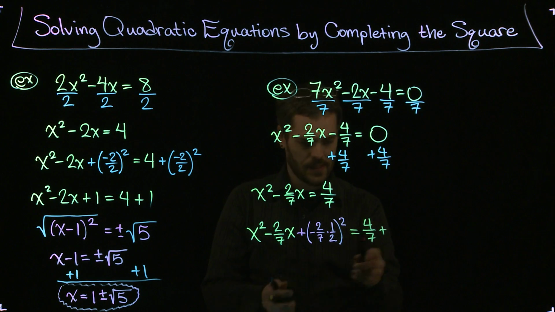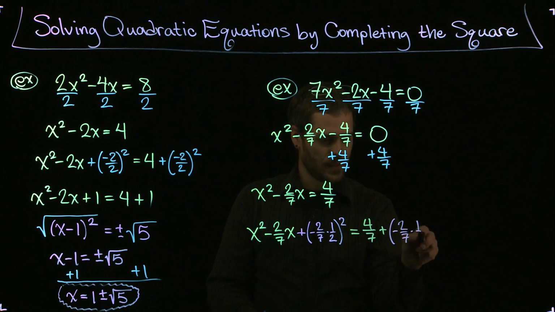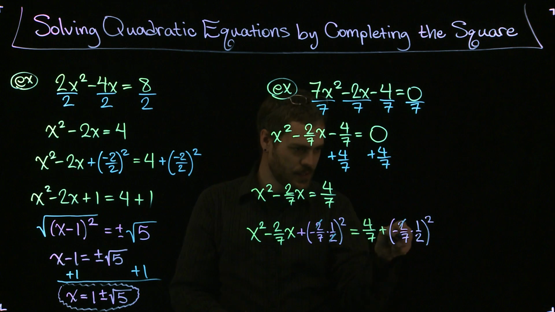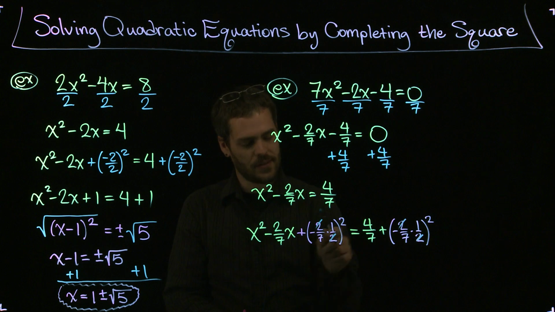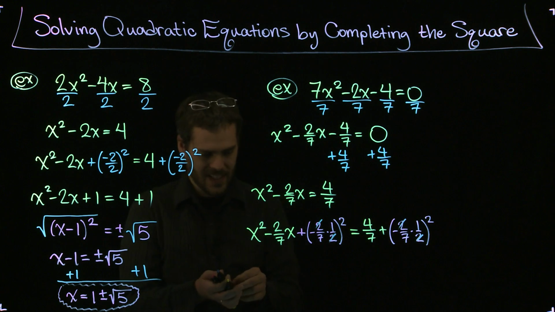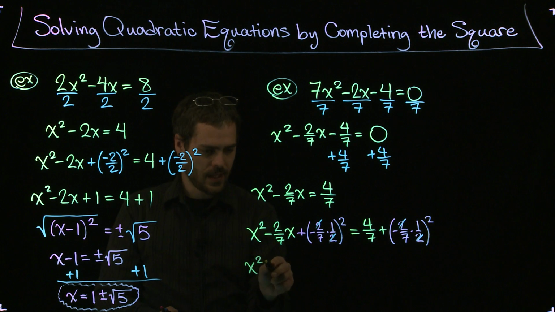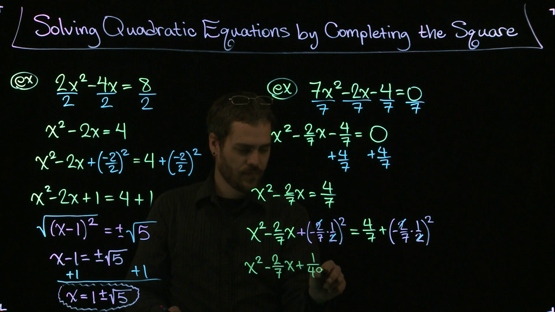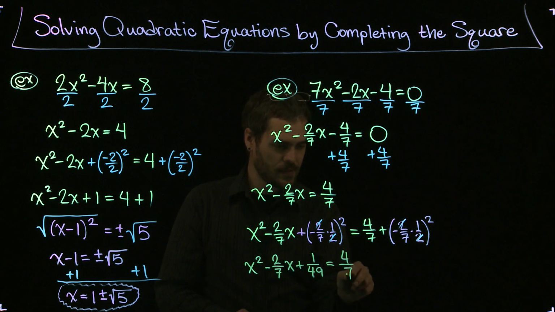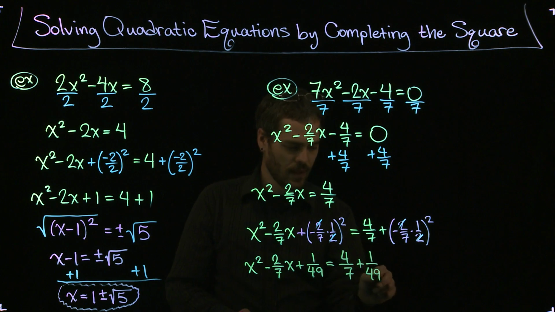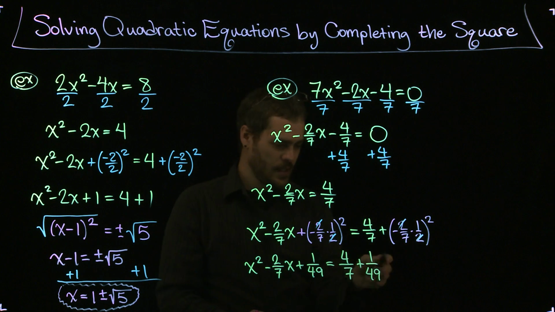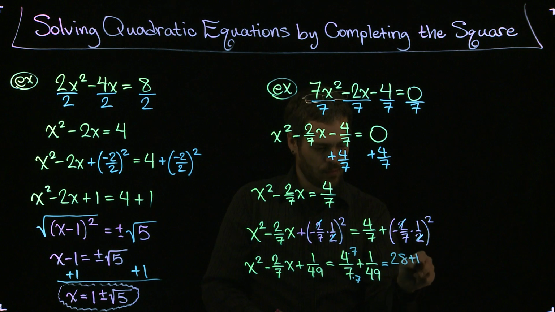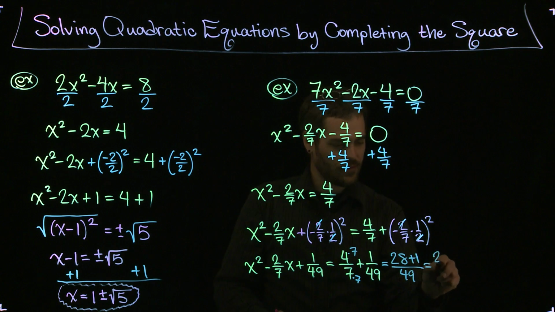4/7 plus the same business. Negative 2 over 7 times 1/2 squared. Okay, let's see, let me simplify this. Those 2's can cancel, of course. Same on the other side. So we're looking at negative 1 over 7 squared, which produces 1/49. So this gives me then x squared minus 2 over 7x plus 1/49 is equal to 4/7 plus 1/49. I'm just curious what this is. Why don't we put this together by finding a common denominator and adding the fractions. So this gives me 28 plus 1 over 49. This is 29/49.